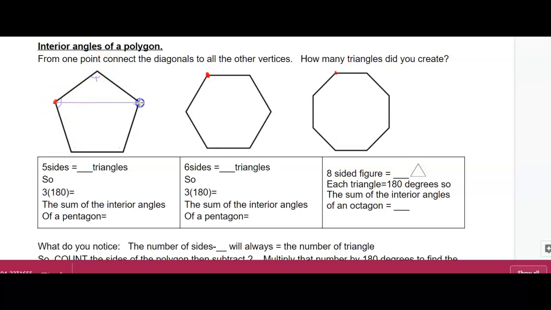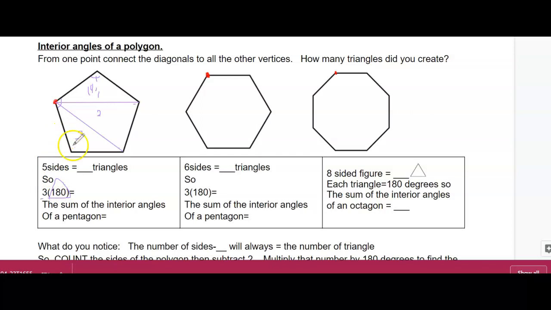So that's 1. So notice I made one triangle. Do you see that? And here's another one. And then that's it. I can't make any more. So I made 1, 2, 3 triangles. So I have 3 triangles, and each triangle is 180 degrees, right? All 3 angles would be 180 degrees. So this is 180, this is 180, 180, 180. So there's 3 triangles, and each triangle is 180 degrees.